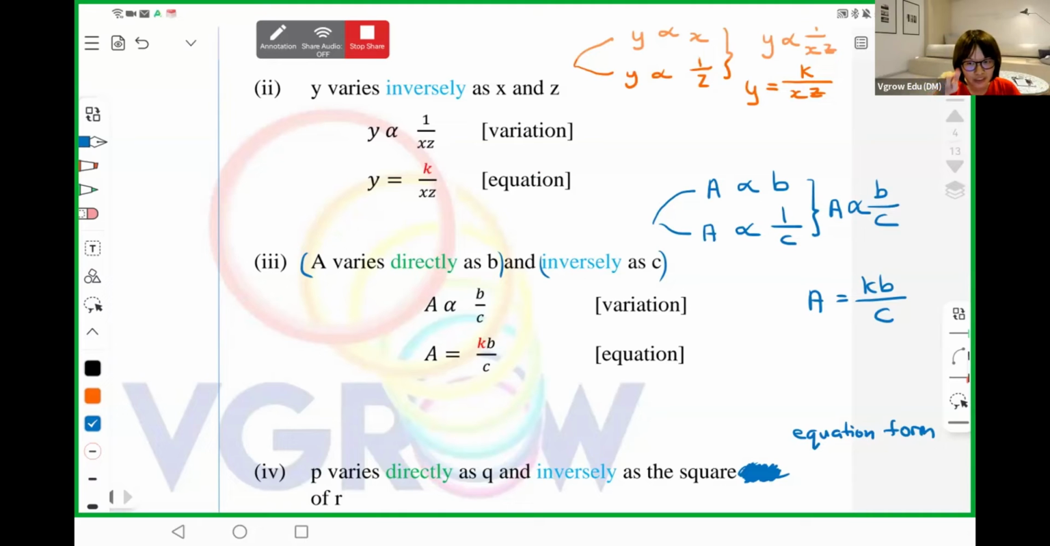You can't type out the square, then you just put 2 at the back, acceptable. How to change to equation form? Inversely as. So inversely as, you must go down. Inverse, so the back one. It's okay, slow, slow. Inverse, balik, so it must be at the bottom.